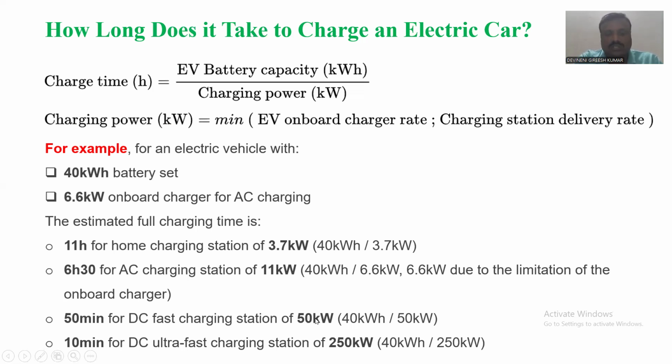Similarly, for a DC fast charging station of 50 kilowatt, it takes 50 minutes. And for a 250 kilowatt charger, it takes only 10 minutes. So it is based on which type of charger we are using, what its rating is, and what the delivery rate of the charging power station is, that decides the charging time of electric vehicles.